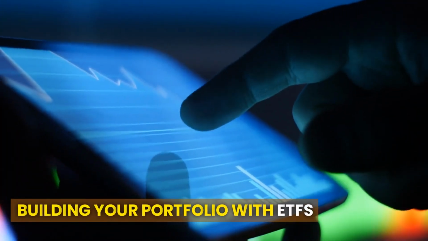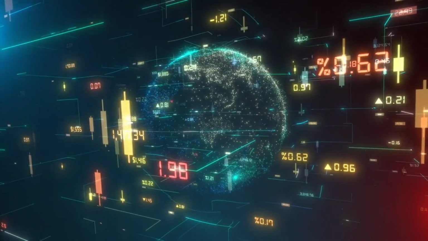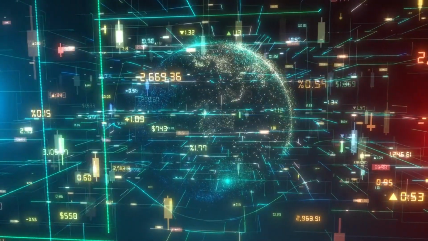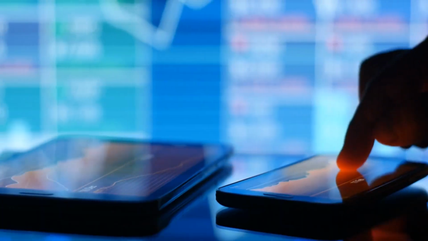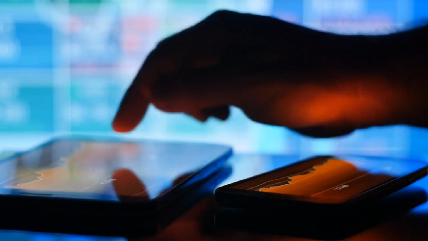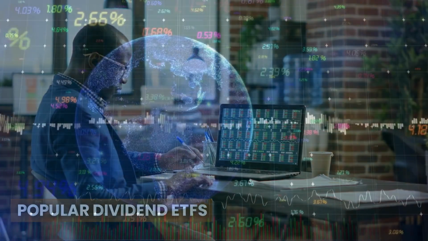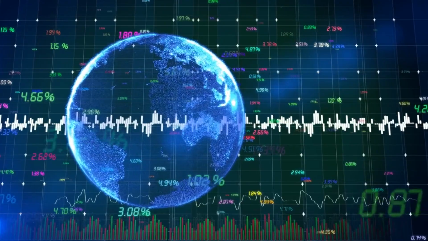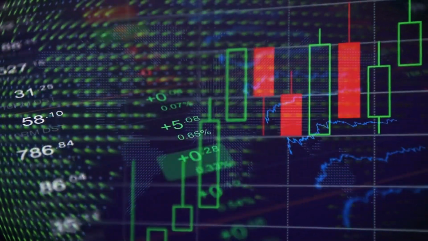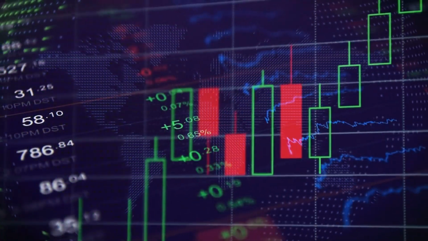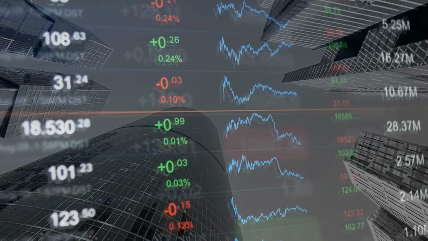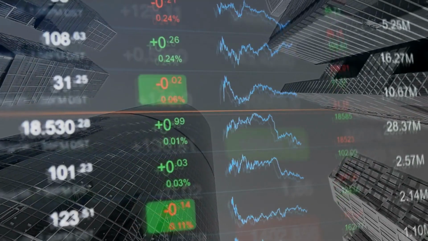Building your portfolio with ETFs. For investors who prefer a hands-off approach, dividend-focused exchange-traded funds, ETFs, are an excellent option. These funds pool investments in multiple dividend-paying stocks, offering diversification and professional management. Popular dividend ETFs. Vanguard Dividend Appreciation ETF, VIG, focuses on dividend growth companies. iShares Select Dividend ETF, DVY, targets high-yield dividend stocks. SPDR S&P Dividend ETF, SDY, tracks dividend aristocrats.